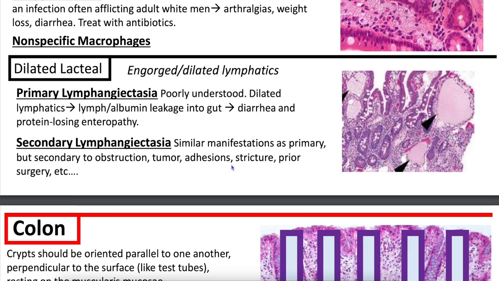Dilated lacteal, think primary, secondary. Primary, we don't really know the reason why, but it can lead to a protein-losing enteropathy. Secondary can be due to obstruction, tumor, adhesion, stricture, prior surgery. Put in your diagnostic comments something like, this can be secondary lymphangiectasia, and put in your differential or the possible causes.